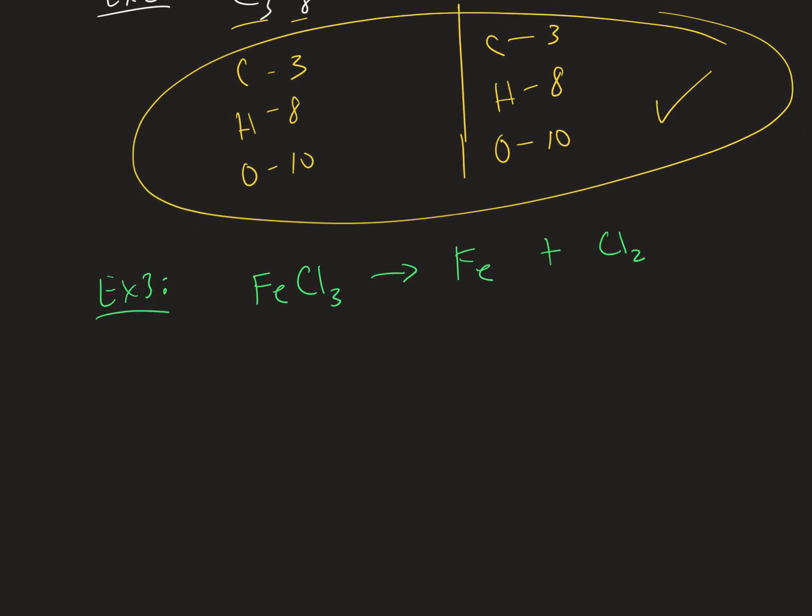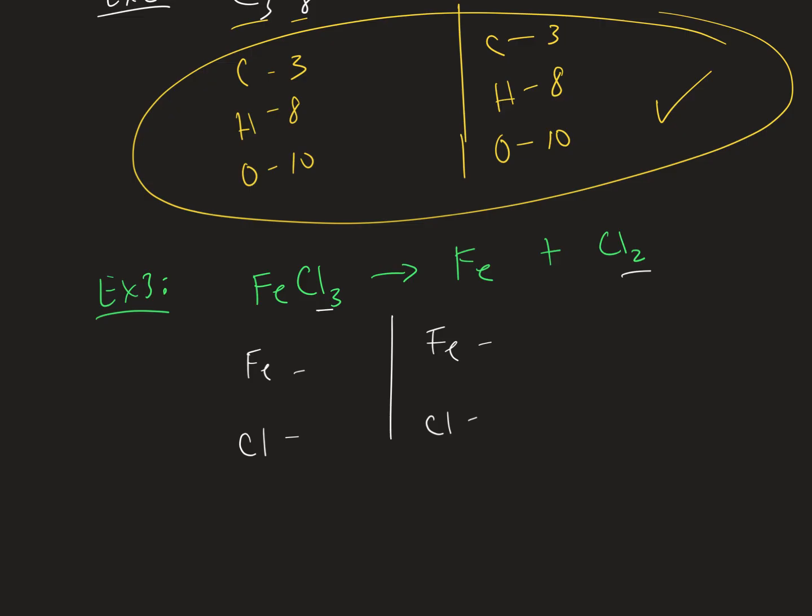Y'all want me to show my work again? Whatever you want. We have iron and chlorine atoms to worry about, and that's it. Where should we start? With the chlorine, right? We have 3 on one side, 2 on the other. Even on one side, odd on the other side. What should we do?